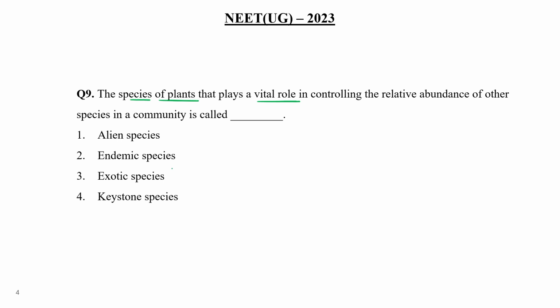Endemic species and exotic species are very endangered, rarely found species, while key species are the main species which make a balance in a specific ecosystem, or food web or food chain. So keystone species are the type of plant species which is valuable for more than one type of other organism. So the key plant species play a very important, vital role in controlling the relative abundance of other species in a given ecosystem. So the correct answer is keystone species.